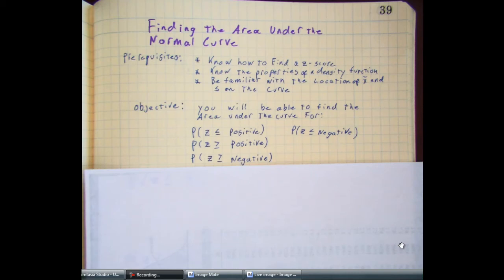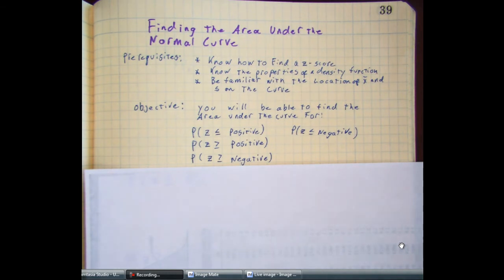This lesson is about finding the area under the normal curve. If you have a probability density function which is normal, and you have your z-score, you should be able to find the area under the curve.